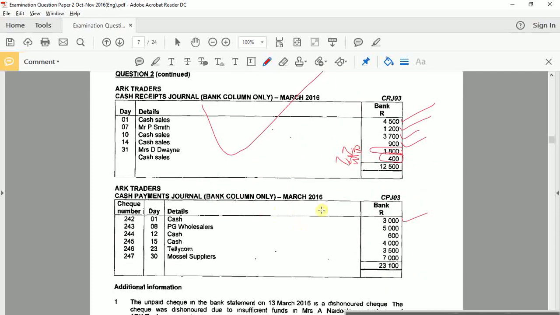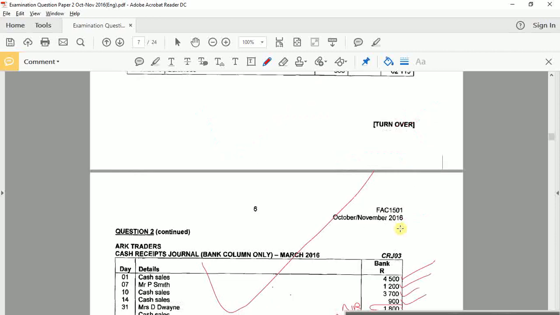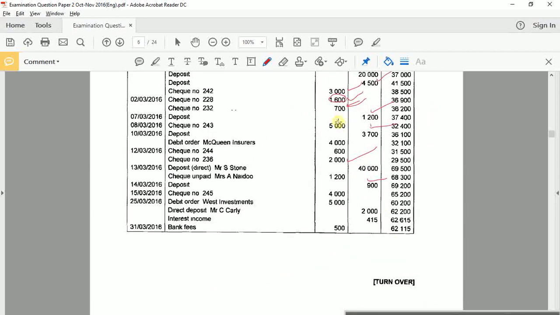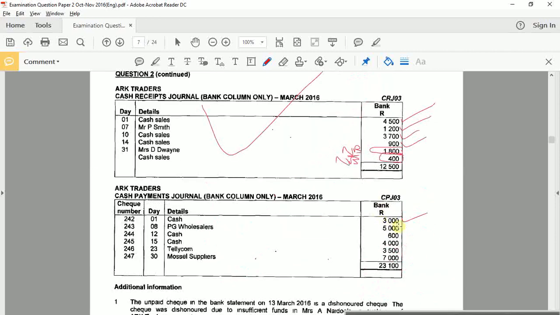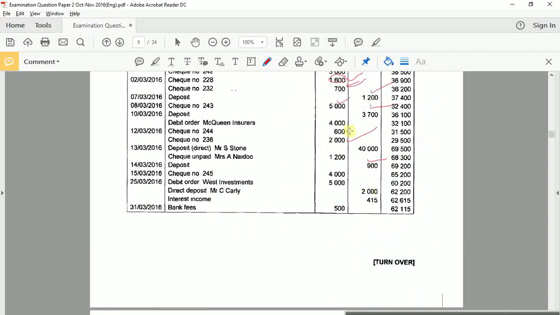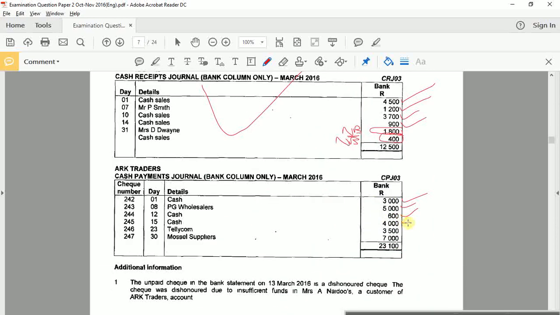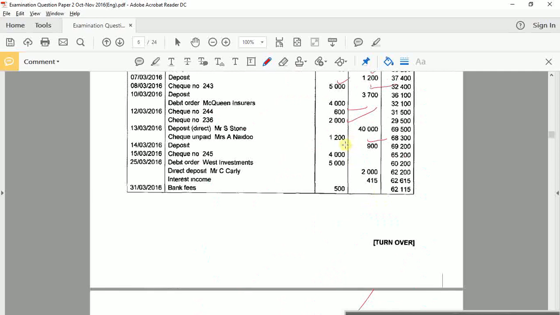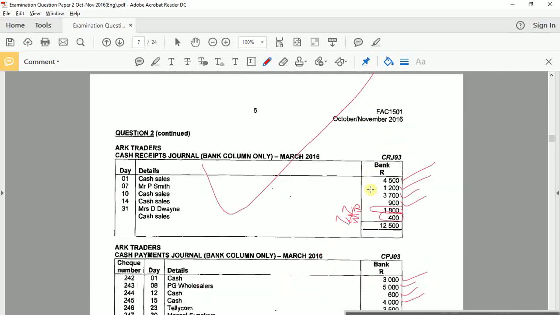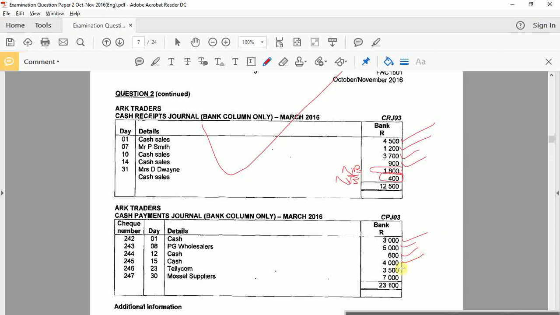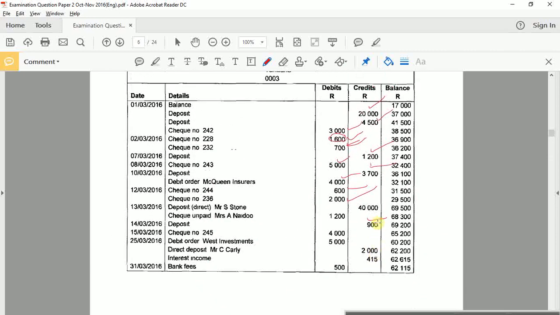Now we need to keep going with the payments. So PG Wholesalers, have you paid that? Yes, 5. How do you know? It's in the bank statement, exactly. So tick the 5 there, tick the 5 here. Is the 600 there? Yes. Tick the 600, tick the 600. What's the next one? 4,000. Is that there? Yes. Tick the 4,000, tick the 4,000. Next one. 3,500.